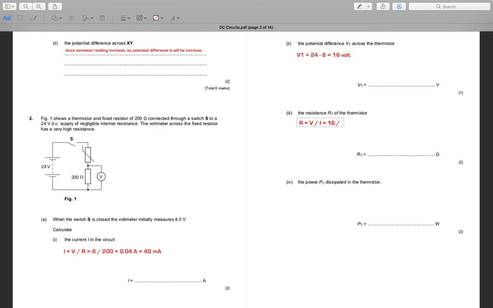The I is the same as the current in the 200 ohms because this is in series. In series the current is the same; in parallel the voltage is the same. So the current is 0.04 amperes, and the resistance is 16 divided by 0.04, which is 400 ohms.